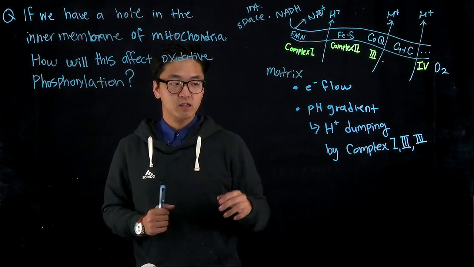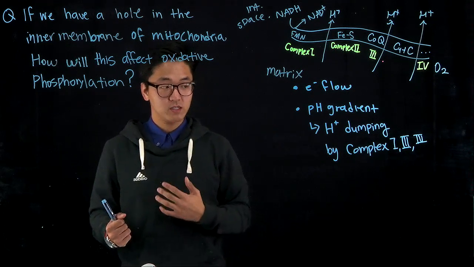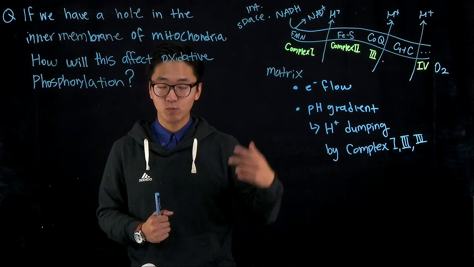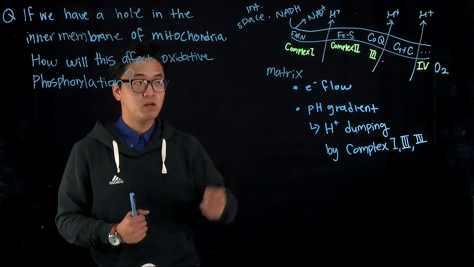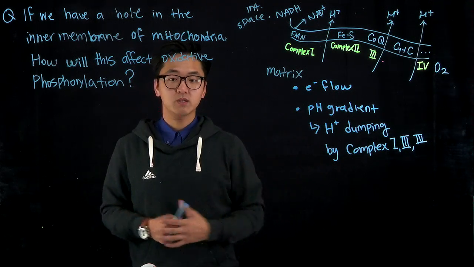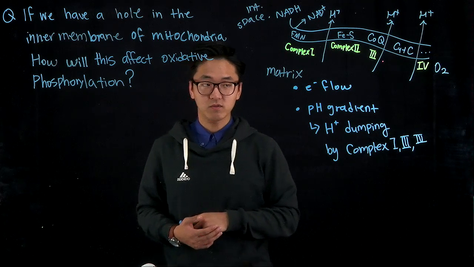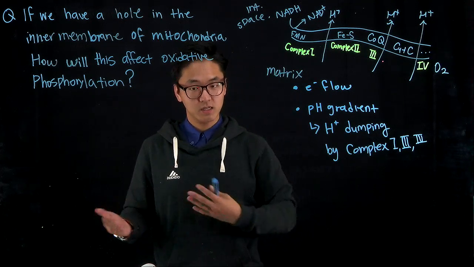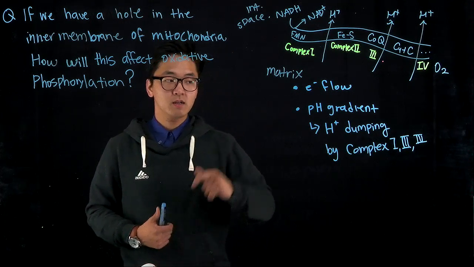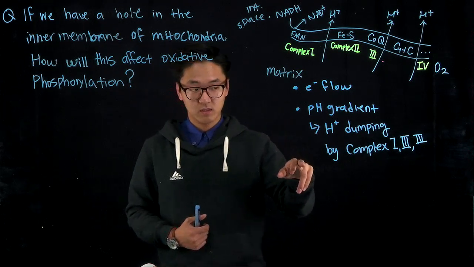But the reason that we get a pH gradient is that we get proton dumping, and we get proton dumping from electron flow. So proton dumping, or pH gradient, is dependent on electron flow, whereas electron flow, since it's exergonic and it's going to happen by itself, is not dependent on proton dumping.